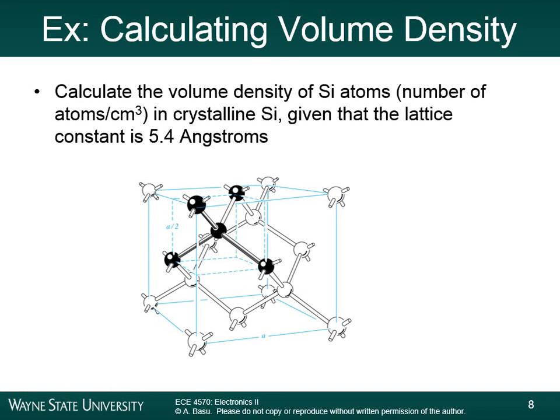We're going to just do one problem on calculating volume density. So the question is, how can we calculate the volume density of silicon atoms in crystalline silicon, given that the lattice constant is 5.4 angstroms. So we're going to do this problem in class. You will also have a problem like this in your homework.